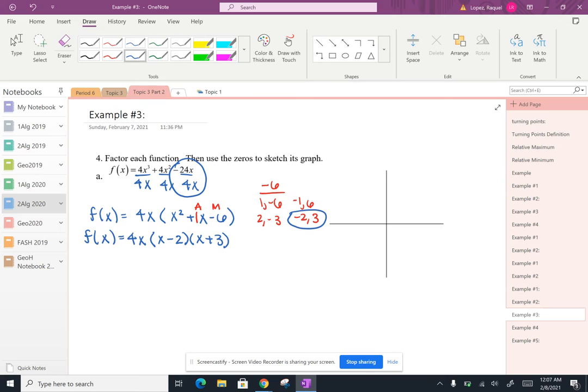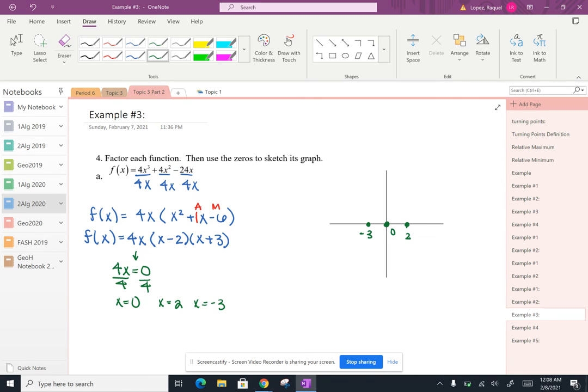So when I end up with that, now it becomes a little more clear what my zeros are going to be. So this first zero is going to be at just 0. The second zero is going to be at positive 2. My third zero is going to be at negative 3. So I can go ahead and plot that. So here is 0. I've got 1 at 2. And I've got 1 at negative 3.